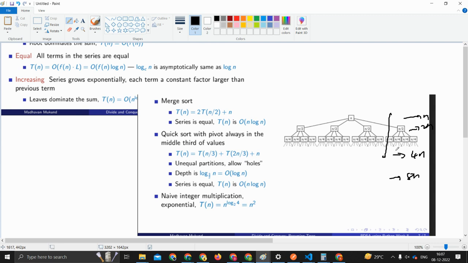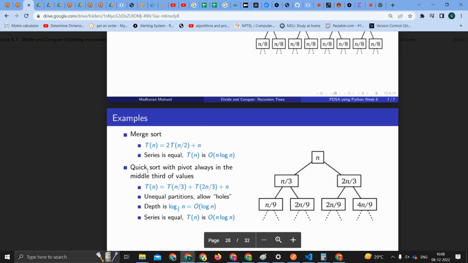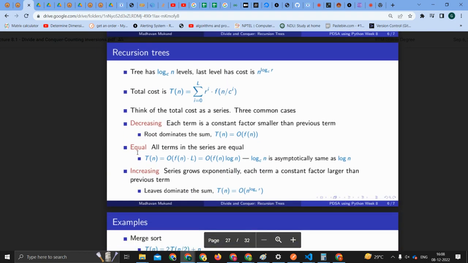So this is increasing, right? And the increase is also exponential, 2 power times. First 2 power 0 times n, then 2 power 1 times n, 2 power 2 times n, 2 power 3 times n. So this is going exponentially. So if it is increasing, this is the formula. I missed the formula while taking it.